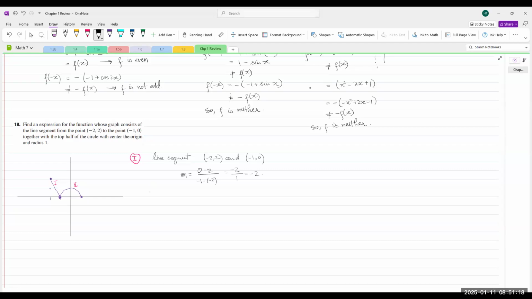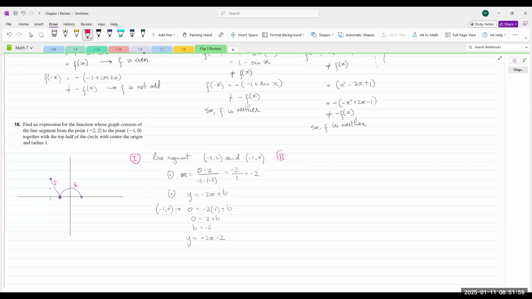So the line segment is y = -2x + b. I need to find the y-intercept. Even though I don't need it, I need to find the equation, right? So let me use (-1, 0) to help. The y is 0, the x is -1. So 0 = 2 + b, so b is -2, therefore y = -2x - 2. That's for the line segment.